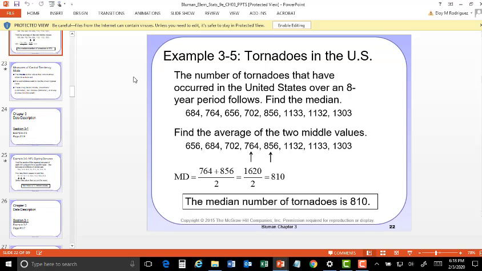Number of tornadoes. Find the average of the 2 middle values. Oh, that's what they did, right? Because the median would go like this and there it is again.